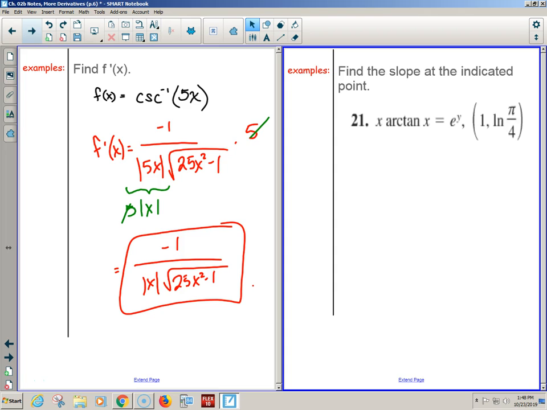Tan negative 1. Okay, arctan, good. It's the exact same thing as tan negative 1. So I can think of this as x, rewriting.